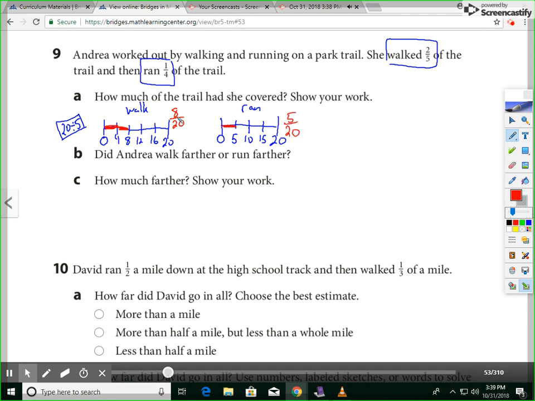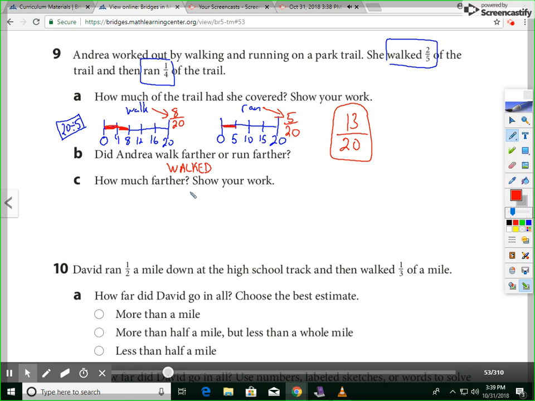And then if we put those together, walking and running, 8/20ths, 5/20ths, she would have covered of the whole trail 13/20ths. There's your part A answer. Did Andrea walk farther or run farther? Well, we could look at this really easily. She's walking 8/20ths, and she ran 5/20ths. So we could obviously see 8 out of 20 is bigger than 5 out of 20. She definitely walked farther.